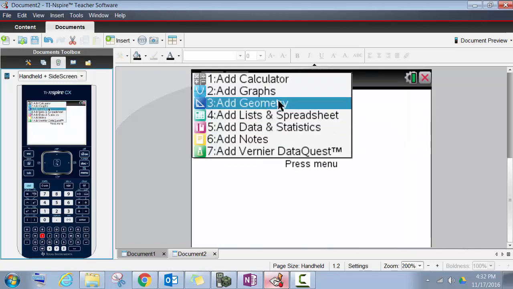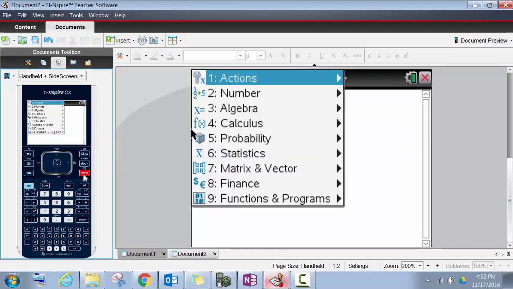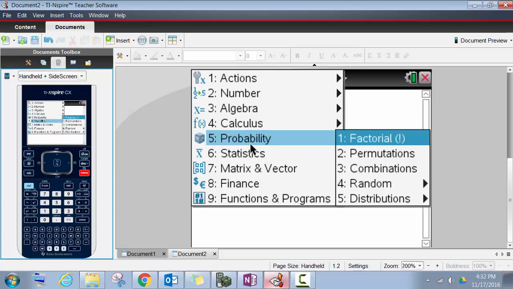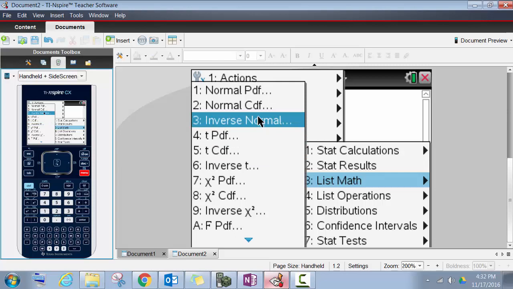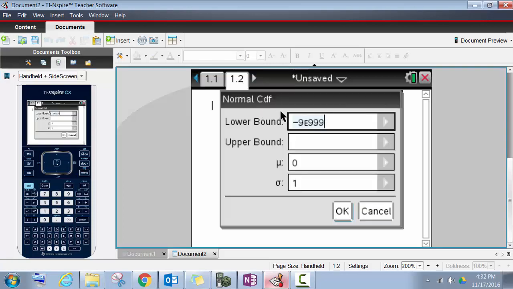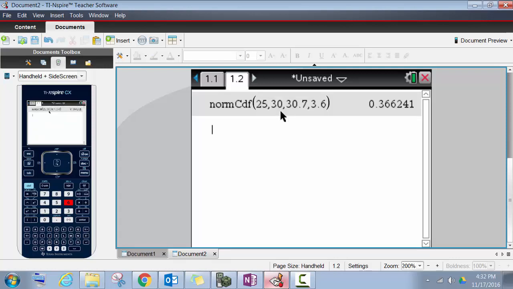If we're using the Inspire, Control I to get a new page. Calculator. So menu, you can get it from probability or statistics. We want distributions and normal CDF. Lower bound 25, upper bound 30, mean 30.7, standard deviation 3.6, and there we go.